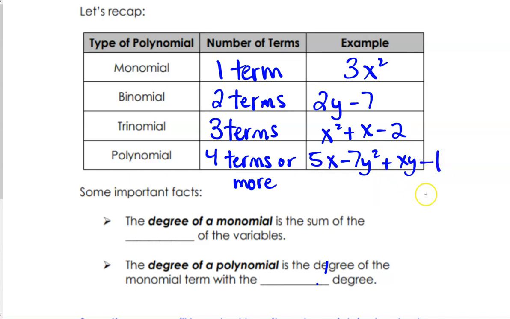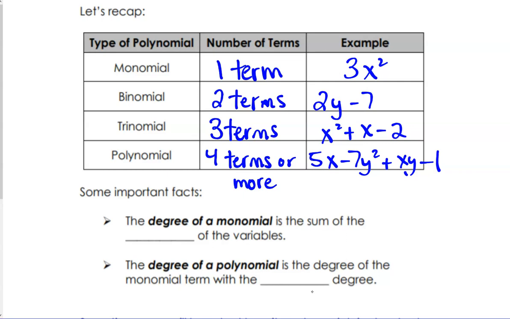Notice all of my terms are different. I didn't have something like 5x and then plus 2x, because remember, those are like terms. That would actually combine to give me 7x. So those are not 2 separate terms. They are common, I would combine them. So my polynomial has different terms that cannot be combined.